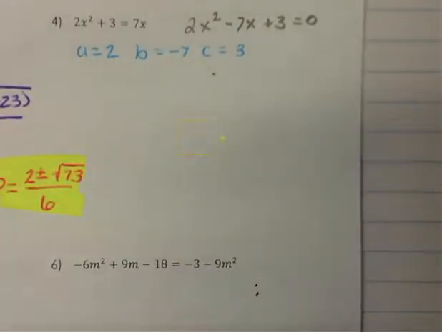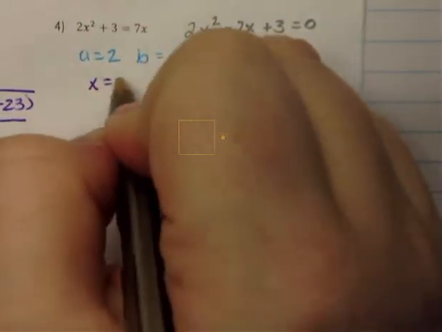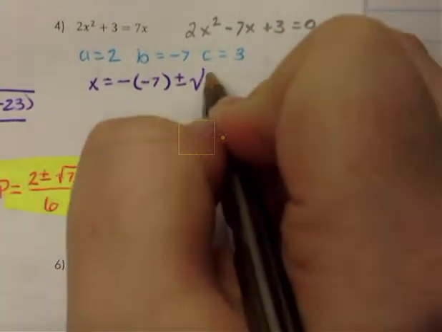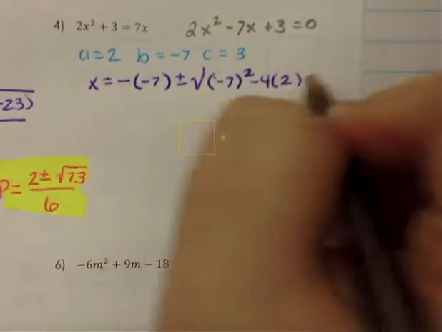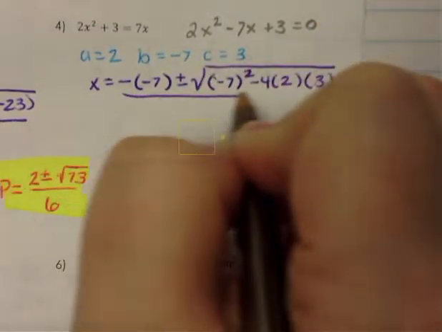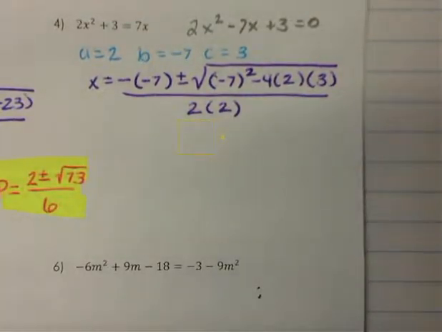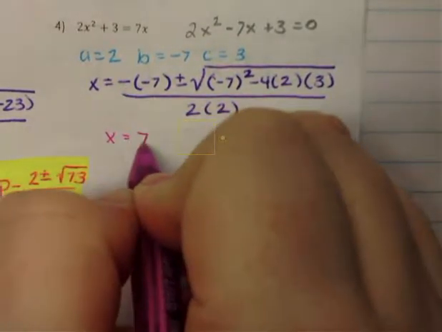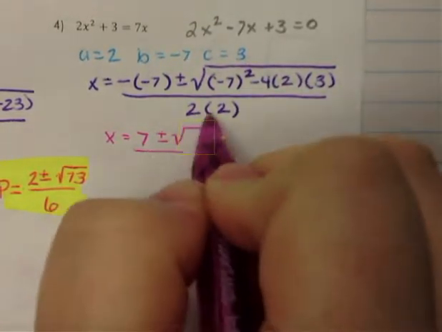Plugging it into the quadratic formula, I'm using the letter x because it's x. x equals negative parentheses negative 7 close parentheses plus or minus the square root of parentheses negative 7 parentheses squared minus 4 parentheses 2 parentheses 3 close parentheses, and this is all over 2 parentheses 2 close parentheses. So we have x equals a negative times negative 7 is positive 7 plus or minus the square root of something, which we're going to figure out in just a second, all over 2 times 2 is 4.